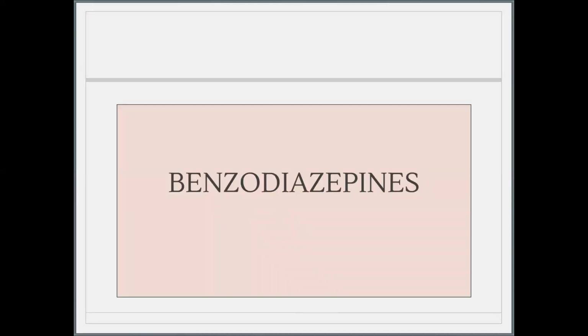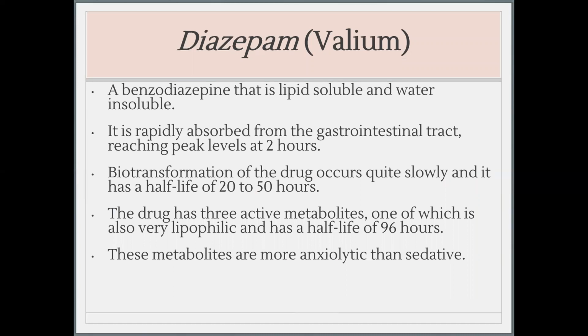Now we will speak about benzodiazepines. One form is Valium, a benzodiazepine that is lipid soluble and water insoluble. It is rapidly absorbed from the GI tract, reaching peak levels at 2 hours. The biotransformation of the drug occurs slowly, and it has a half-life of 20 to 50 hours. The drug has 3 active metabolites, one of which is very lipophilic and has a half-life of 96 hours. These metabolites are more anxiolytic than sedative.